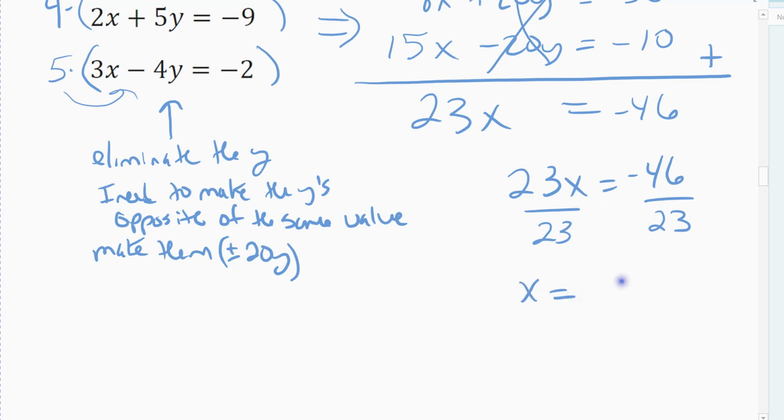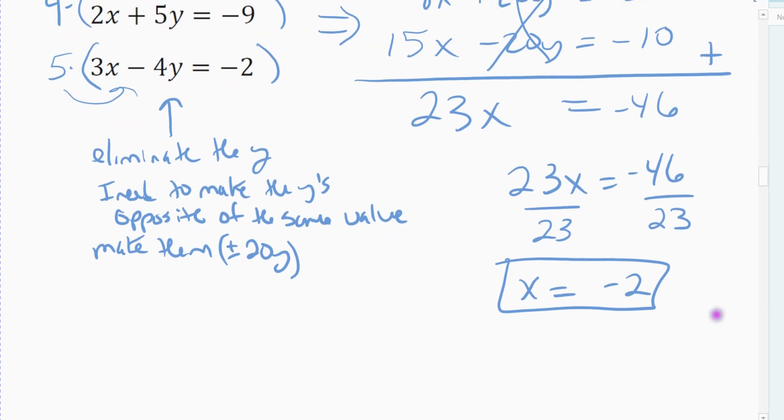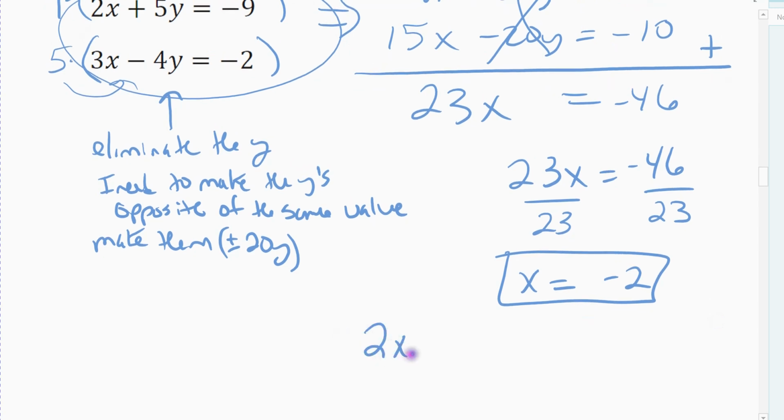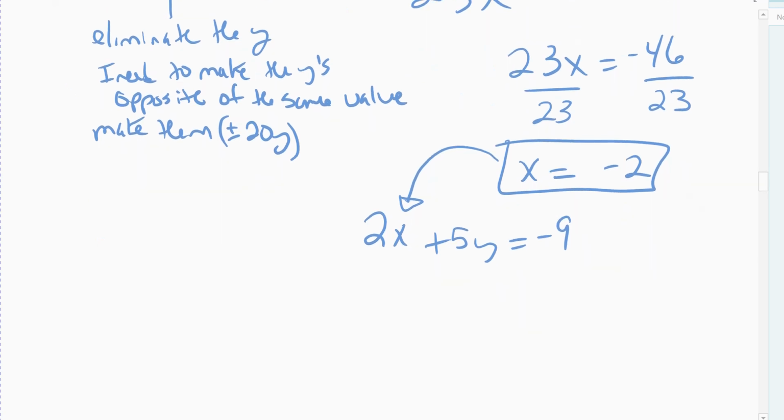And so x comes out negative 2. Like I said, this was going to be a one solution case, so that's only half the solution. In order to find the other value of my pair, I have to go back and plug it into one of these two original equations. You could pick either one. I'm going to pick the first one, 2x plus 5y equals negative 9. You could have picked the other equation and plugged it in there to get your y value. You should get the same thing.